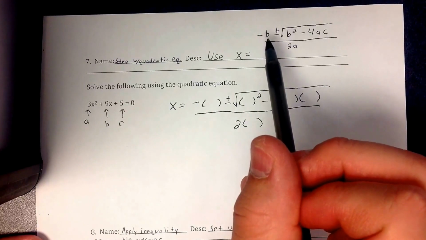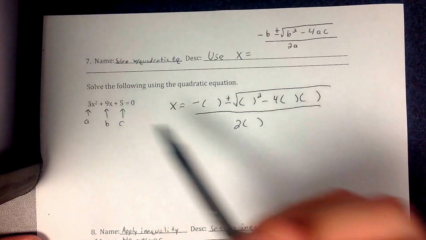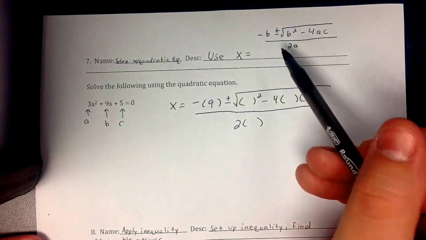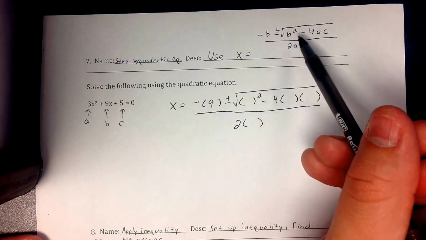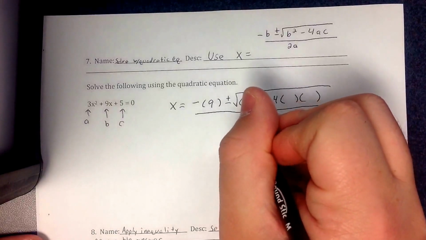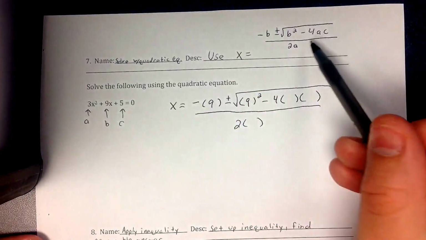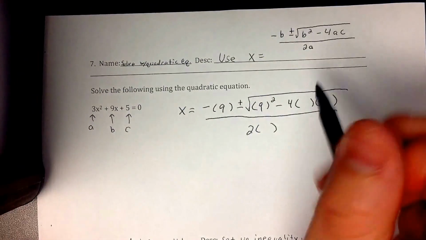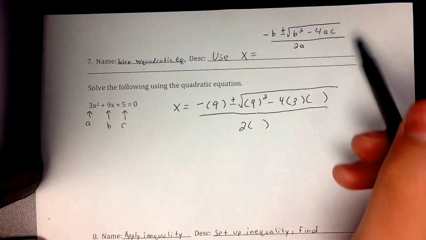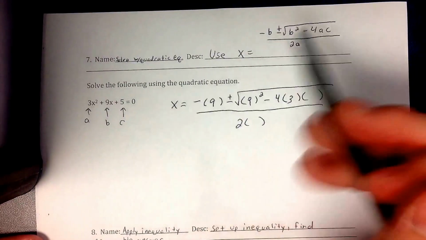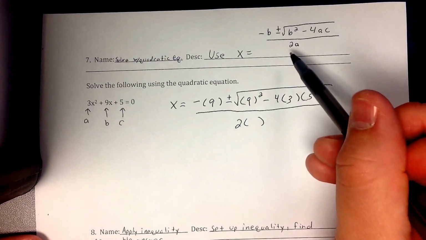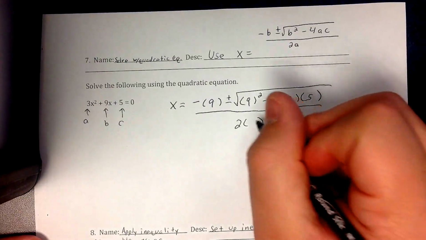So b comes first. Well, b is 9. So I put 9 in the first parentheses. Then inside the square root it's b squared. So again, we know b is 9. Minus 4a, well, a is 3. And then c is 5. And that's all over 2 times a, and again, a is 3.